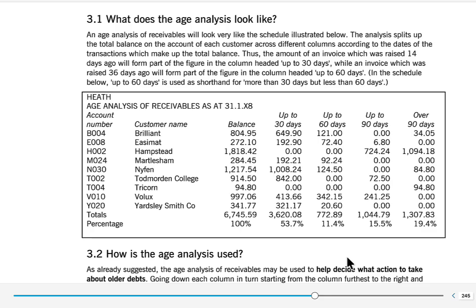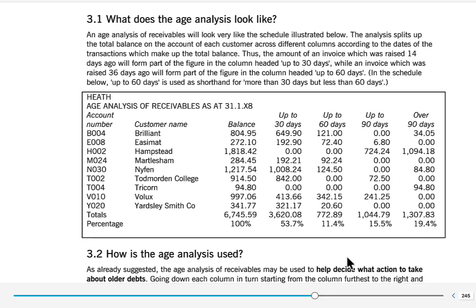What the totals and percentages at the bottom are telling you. Most age analysis schedules then show a totals row and sometimes a percentages row. Totals row. This adds up all customers and shows the total receivables split into the same aging buckets. Percentages row. This shows what proportion of the total receivables sits in each bucket.